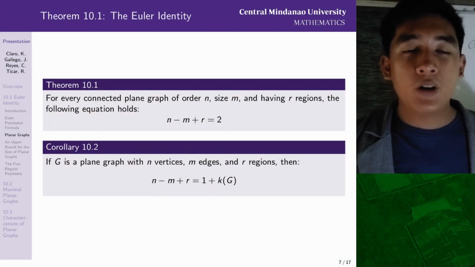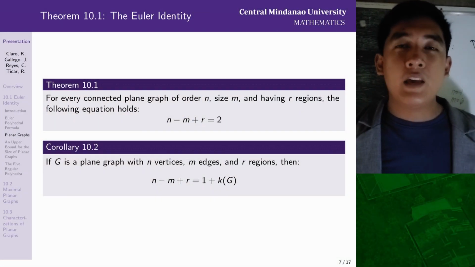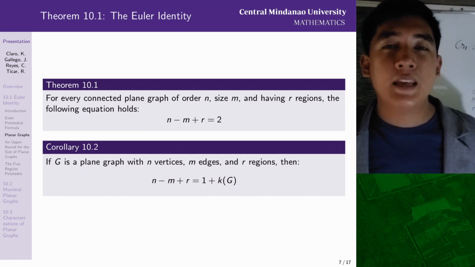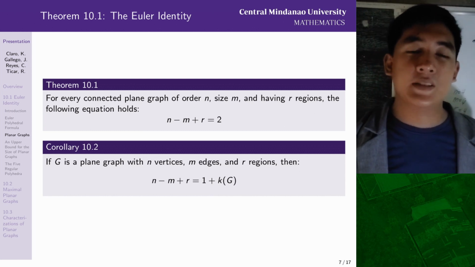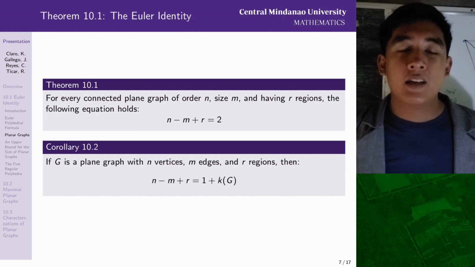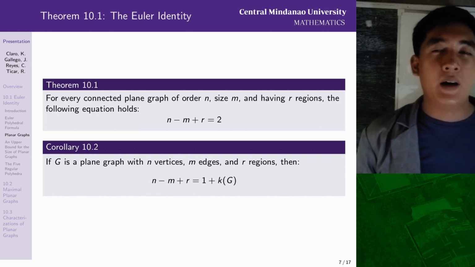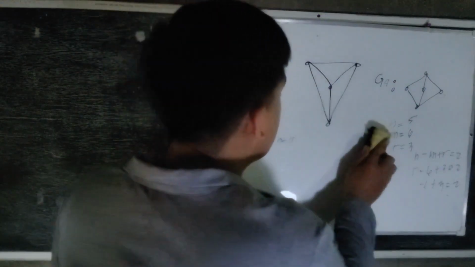Then we have corollary 10.2. If G is a plane graph with n vertices, m edges, and r regions, then n minus m plus r is equal to 1 plus the kappa of G. Let us consider the graph G4 from figure 10.5.